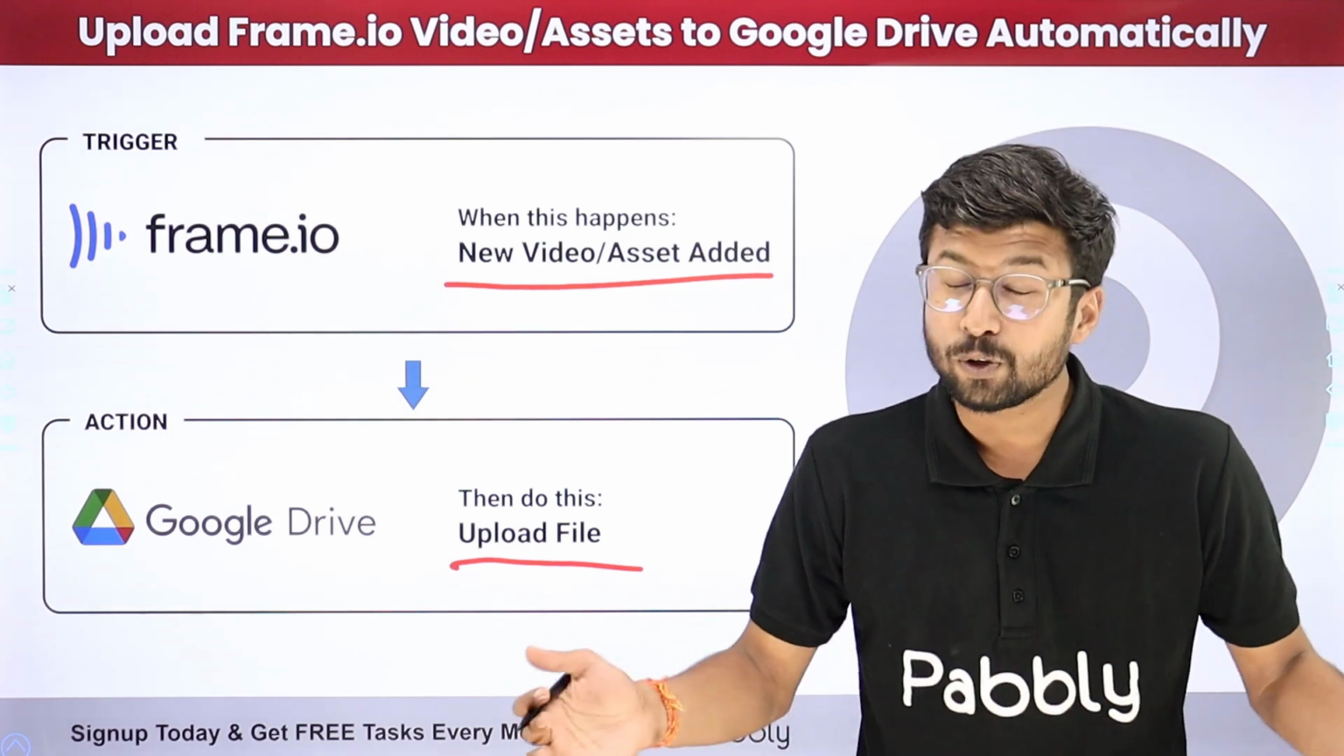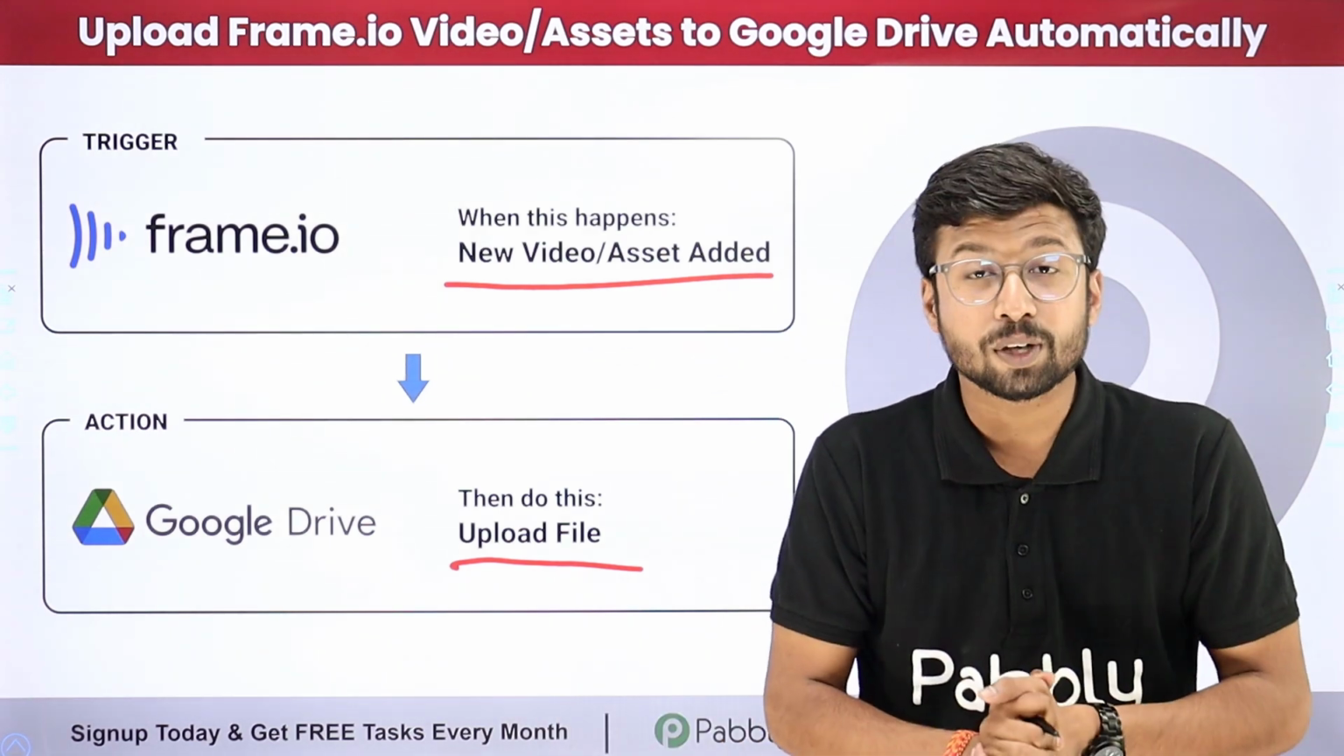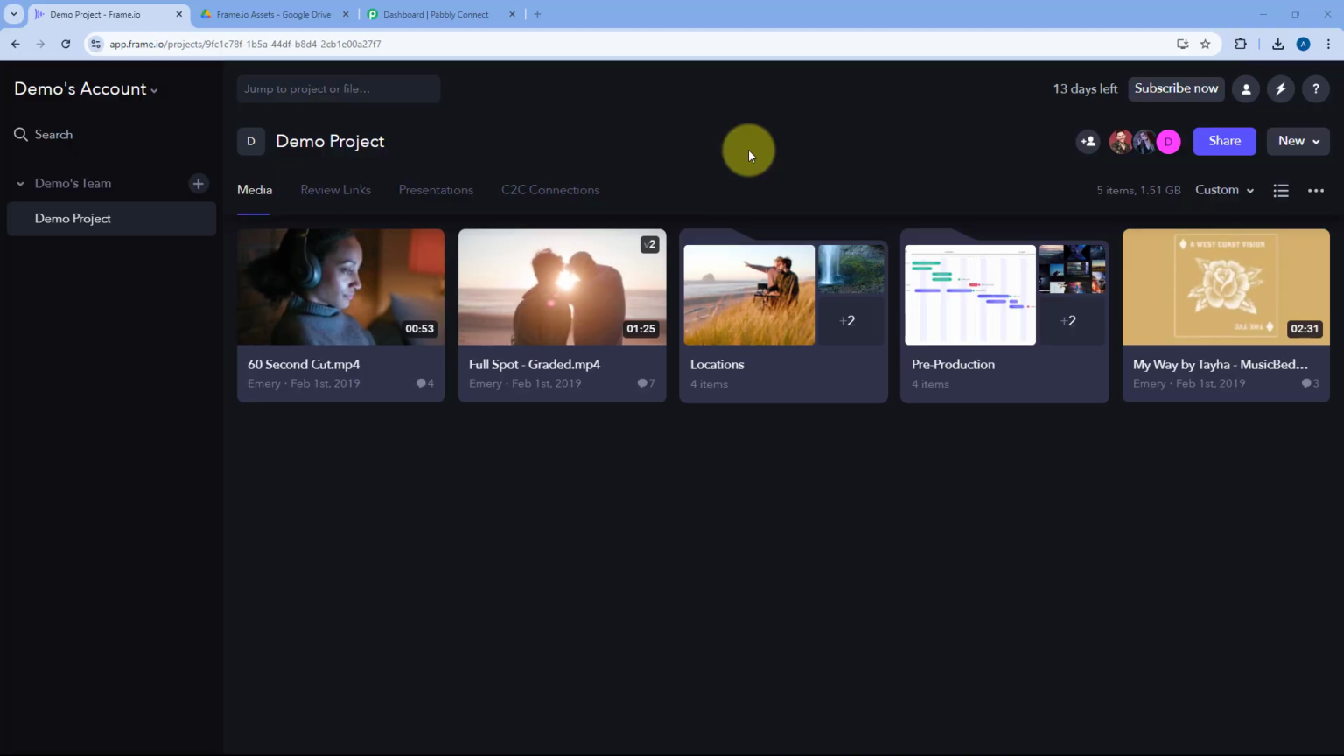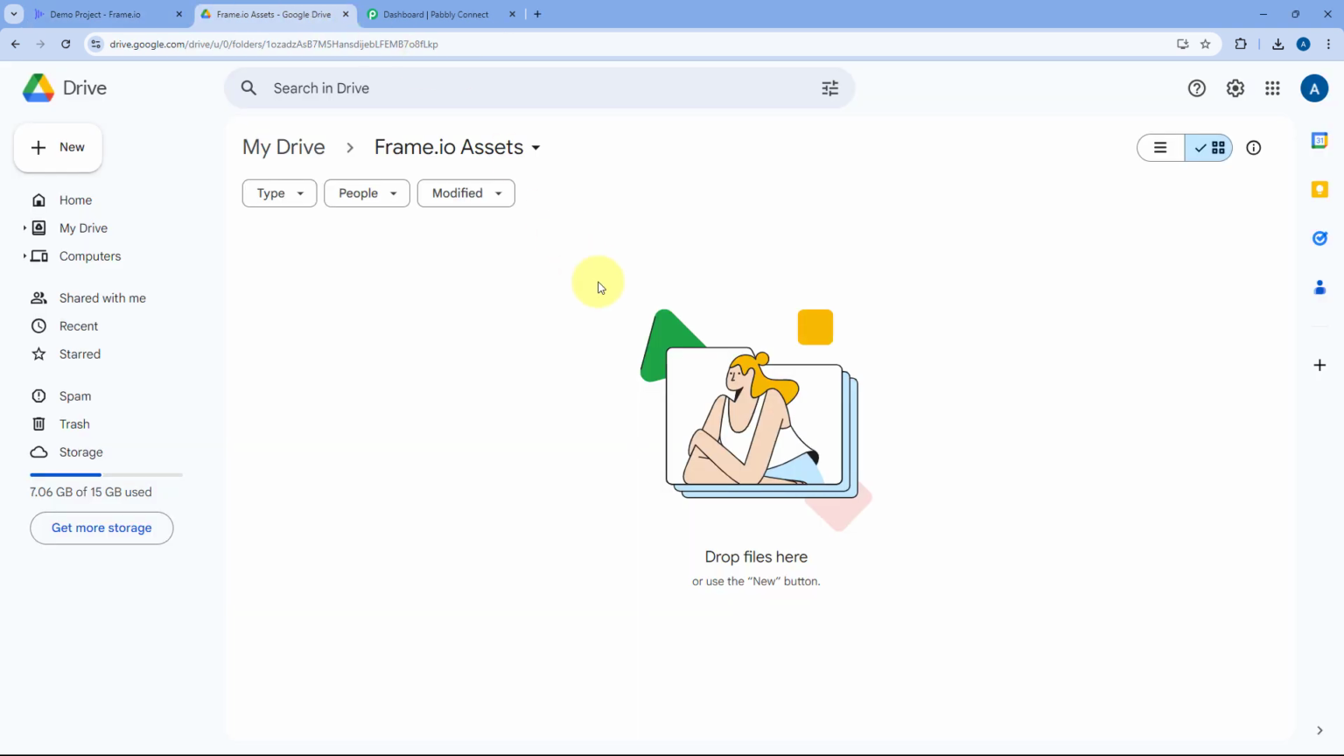Now, if you want to learn how you can set up this complete automation all by yourself, for that you just have to come with me to my screen. So as you can see, this is my frame.io account, which is used by me and my team members. Now we want that whenever a new asset is uploaded in this frame.io workspace, in this frame.io project, we want to basically add that same asset into a specific folder in Google Drive so that we can have access to that raw asset later on as well.